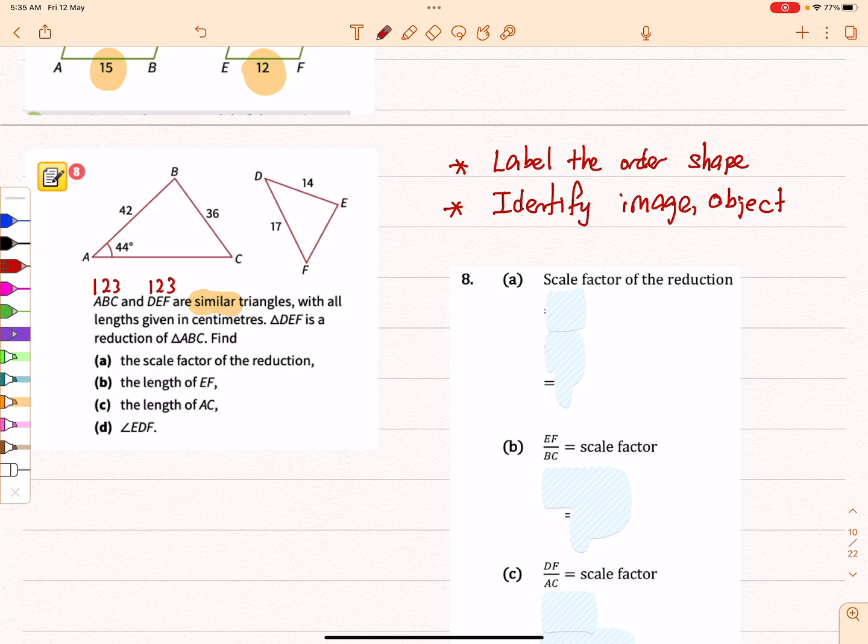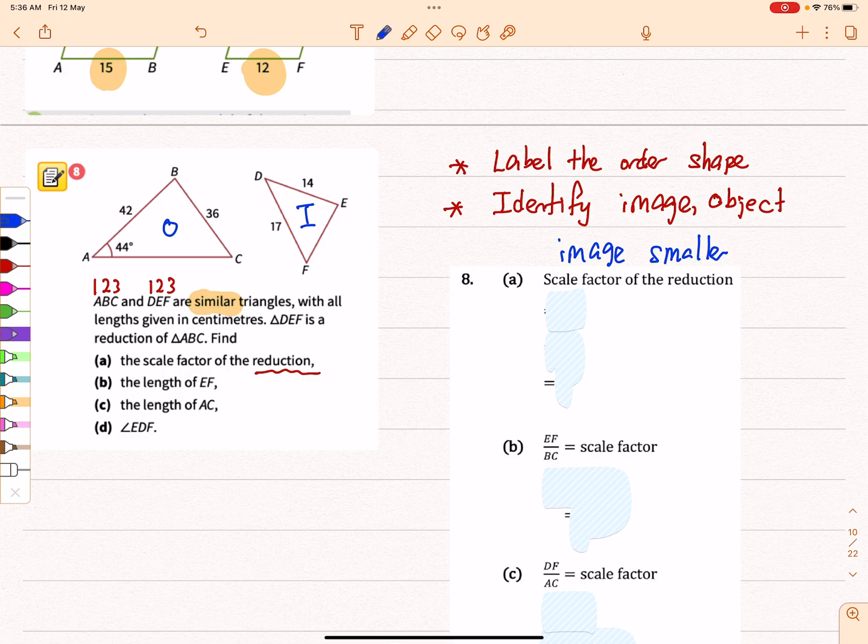So let's try. Since this is a reduction, again the image is smaller. I have a smaller image, which means this must be my image, this must be the object. Do you get it correct? So now I want to find the scale factor, right? So for the scale factor, I could look at two lengths. I could look at 14, I could look at 17.